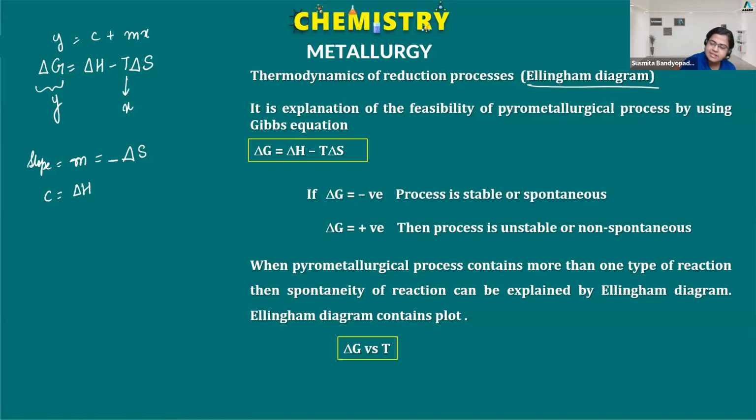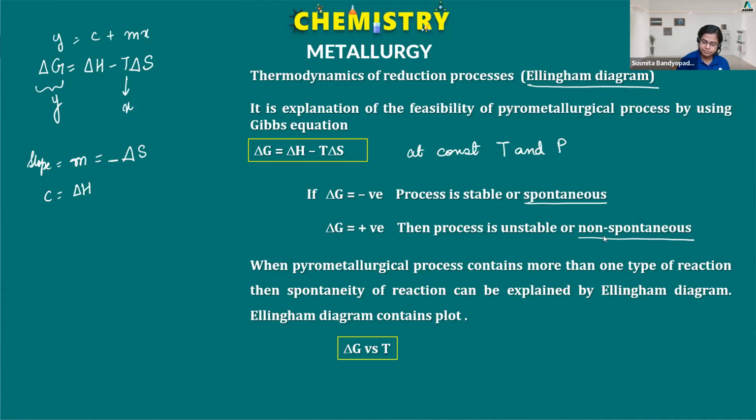Everyone here knows that at constant temperature and pressure, if delta G is negative, the reaction or process is spontaneous. If delta G is positive, the reaction is non-spontaneous. That is also known. At a given temperature and pressure, delta G negative means a spontaneous process, and if it's positive, it's a non-spontaneous process.